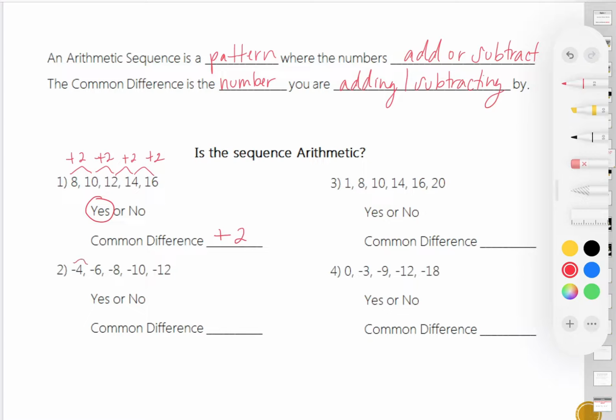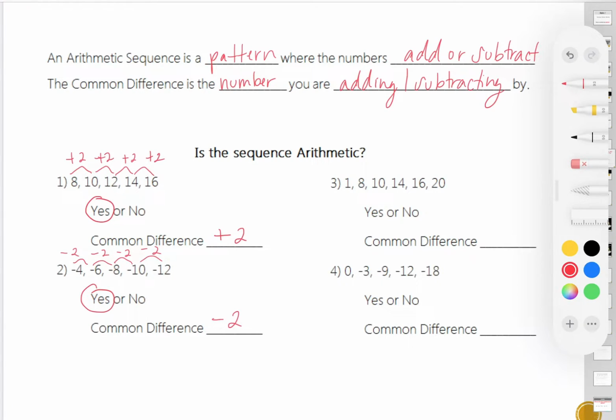This next one appears to be a little bit more difficult because there's lots of negatives. But we're going to do the same idea. To get from -4 to -6, we subtract 2. To get from -6 to -8, -2, -8 to -10, -10 to -12. So again, yes, there is a pattern, and the pattern is that we are subtracting 2.